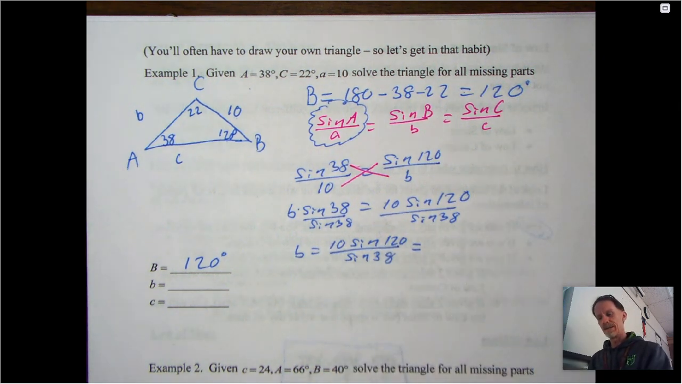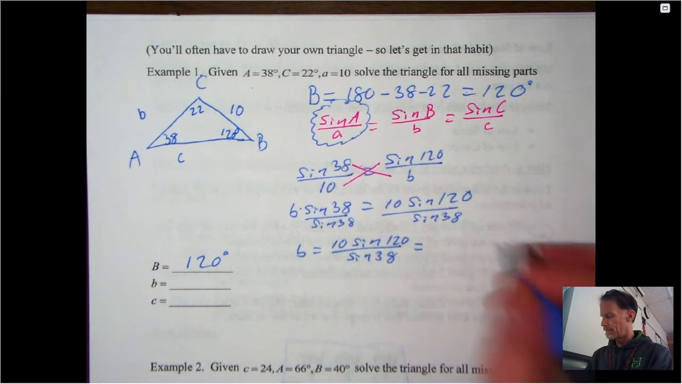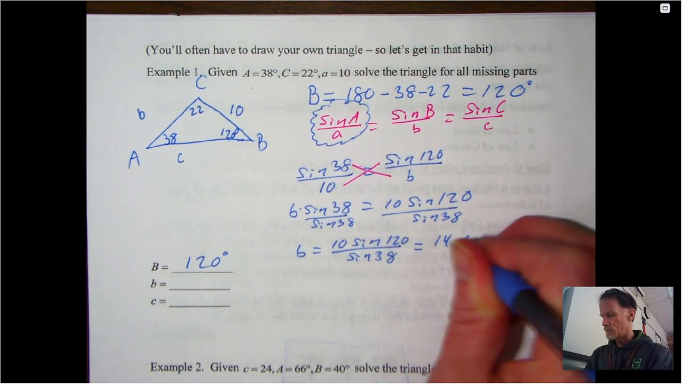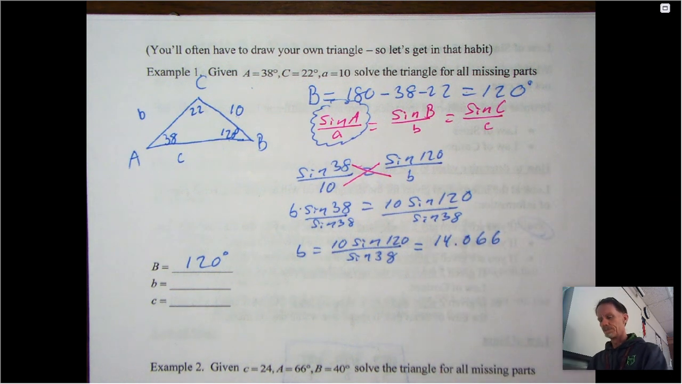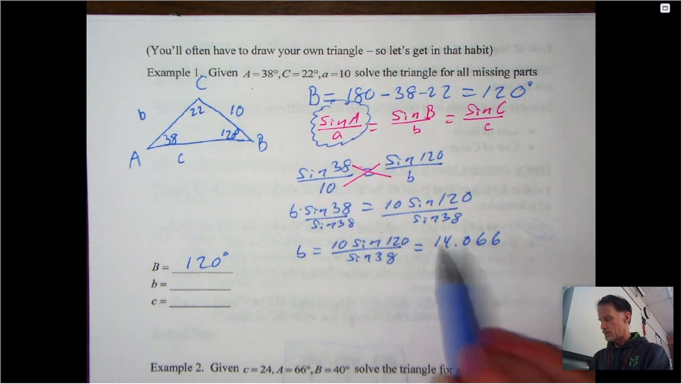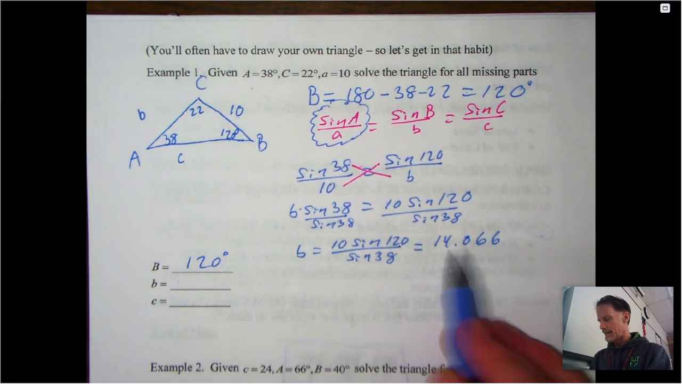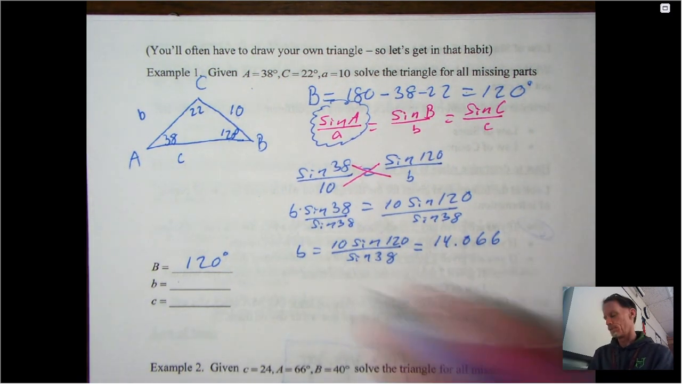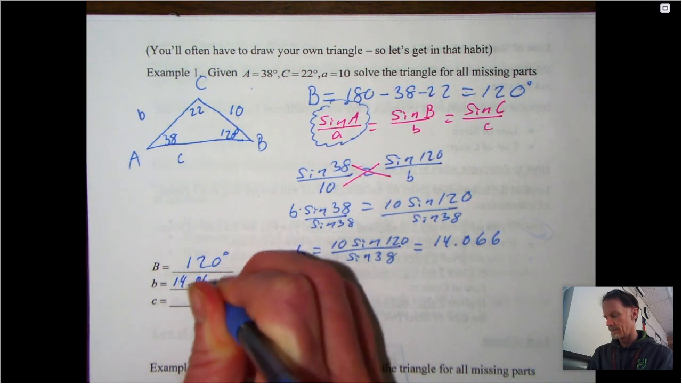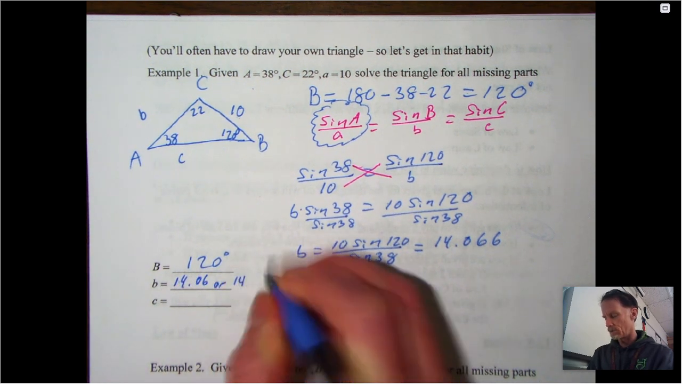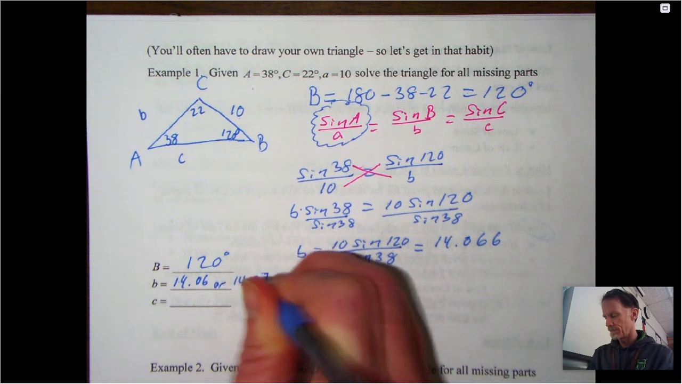And when you type that in, you should get a value of 14.066. I generally want 2 decimal places. So when I write the final answer, I would take either 14.06 or 14.07, either one you want to write. You can either truncate or round, as it's called.